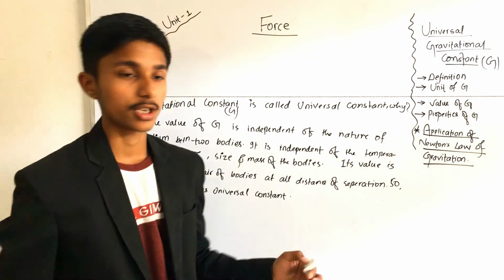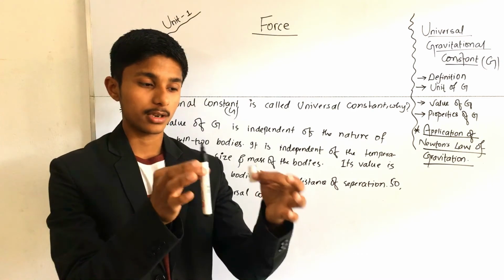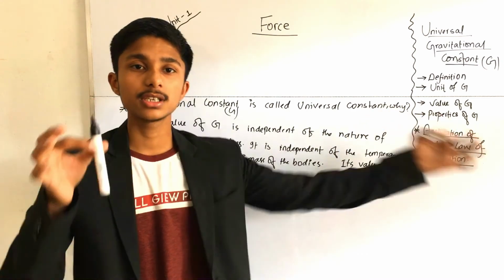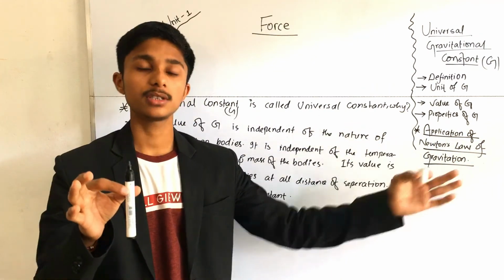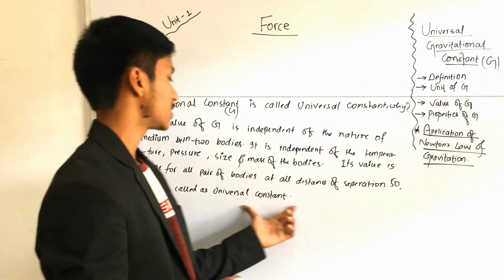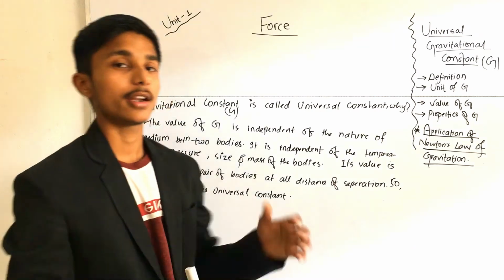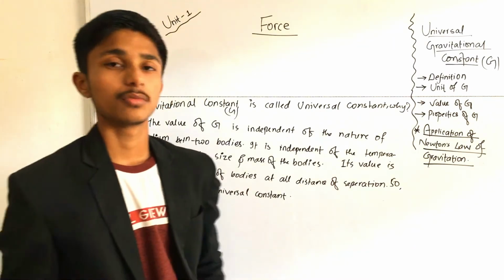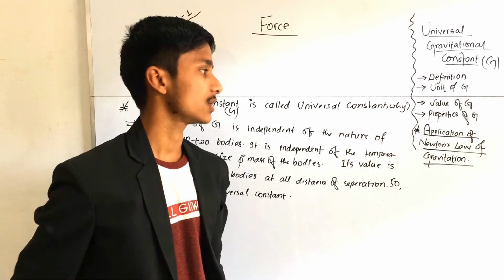Suppose these are two bodies. Whether you put these two bodies at this distance or increase the distance, the value of G remains constant. So it is called as universal constant. Wherever you go, its value remains constant. So this is called universal constant.